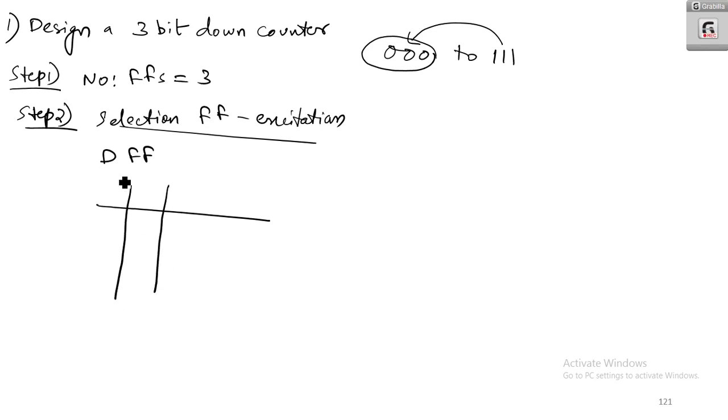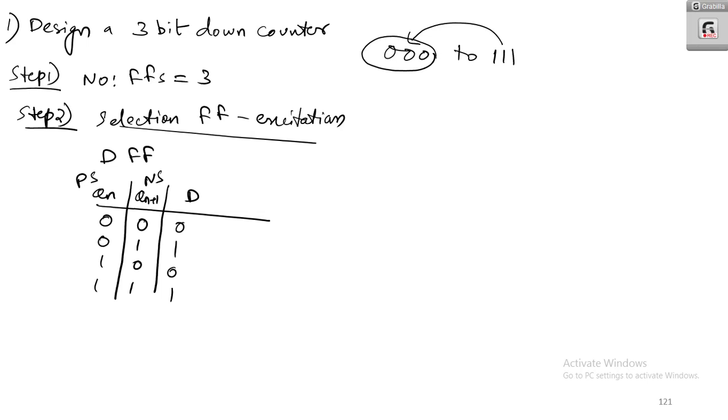So I am having a present state, that is Qn. Next state, that is Qn plus 1. So what is the value of D? So it is 0, 0, 0, 1, 1, 0 and 1, 1. So what is basically D? D is equal to Qn plus 1. So you can write the 0, 1, 0, 1.